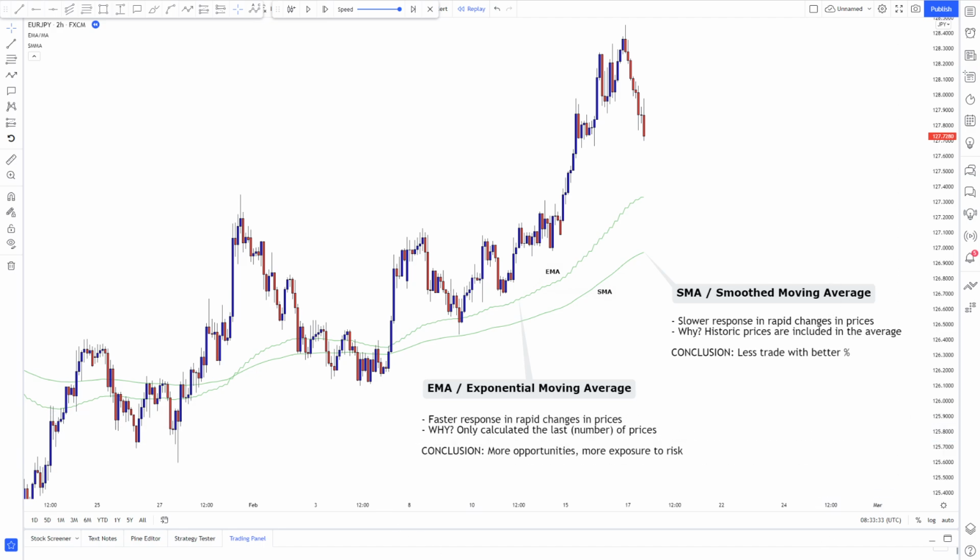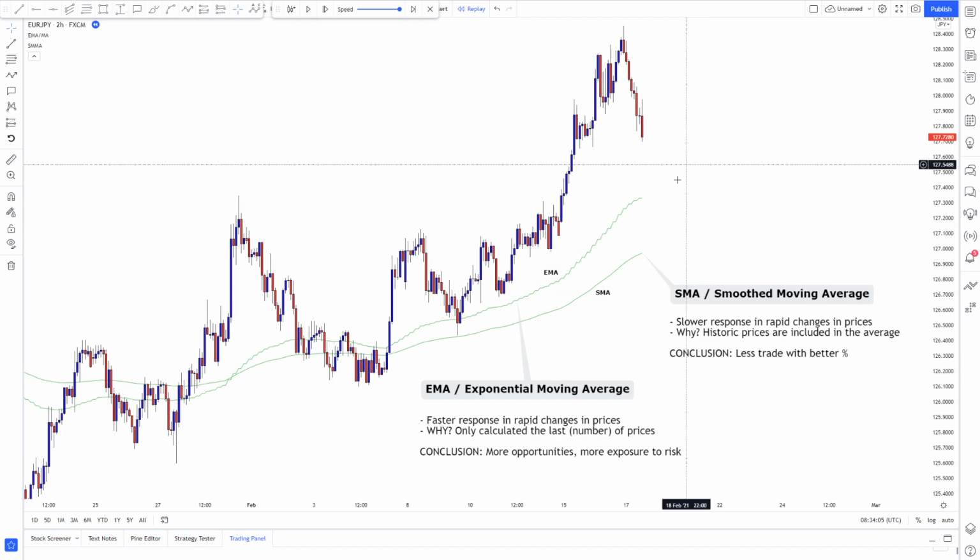Let's take a look at SMA, a slower response to rapid changes in prices. This is reflected right here because it's the lower one and it's following the price but not as rapidly as the EMA. Why? Because historic prices are included in the average. It's not only calculating the last number you put in, but also the historic data. So this means it's more steady, less emotional, if you can say that. Conclusion: you'll have fewer trades but potentially a better percentage, because SMA trades have a much higher percentage of playing out.